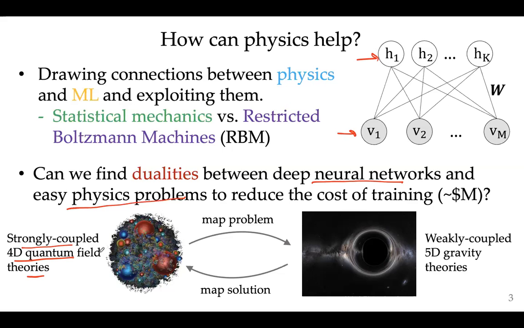So what physicists do is they map the problem to another problem, which is weakly coupled. Weakly coupled means it's solvable, but that model is a gravity theory in 5 dimensions. So solve the problem there, and then the idea is to map the solution back. So the question that I ask here is, can we find such dualities between neural networks and easy physics problems that we can solve?